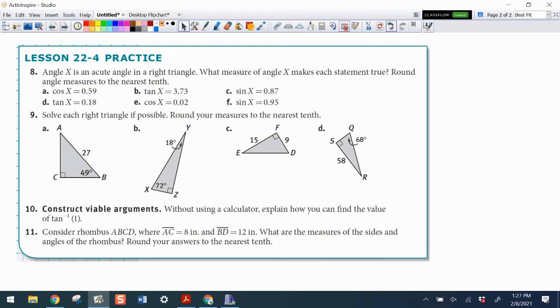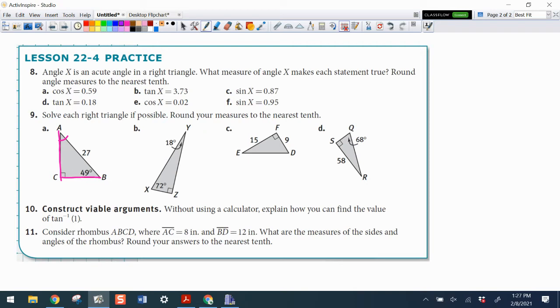Now 9 says solve each right triangle if possible and round your measures to the nearest tenth. So they're implying that there's a possibility here that we can't solve one of these triangles. Remember, solving the triangle means finding any unknown measure. So for 9A, we definitely need to find the measure of angle A, we need to find the side BC, and we need to find the side AC. And it looks like we have enough information because what we said back on item 6, if we have one angle measure and a side, we should be able to find all the other unknown measures.